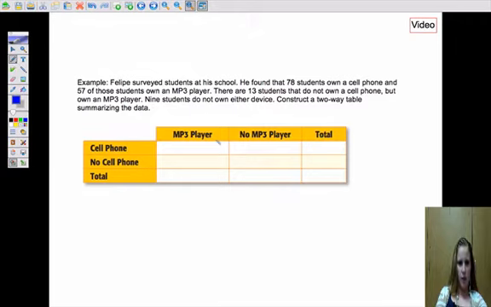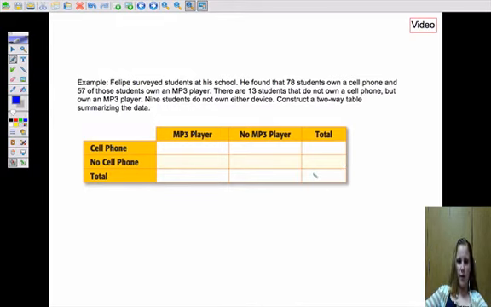Okay, so if I look here, cell phones, I'm going to put those that have cell phones and MP3 players here, cell phones without MP3 players here. The total amount of cell phones goes here. Total amount of no cell phones goes here. Total amount of MP3 players goes here. Total amount of no MP3 players goes here. Total amount surveyed, all the people, will go here.